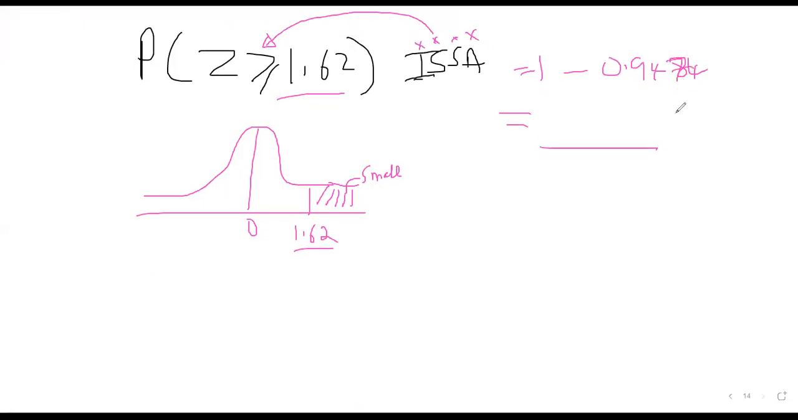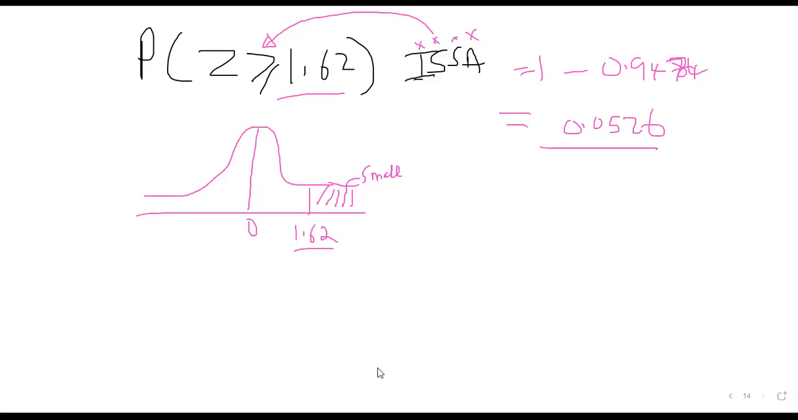Yes. So we subtract 1 minus 94.74. We get 0.0526. It's 0.0526.